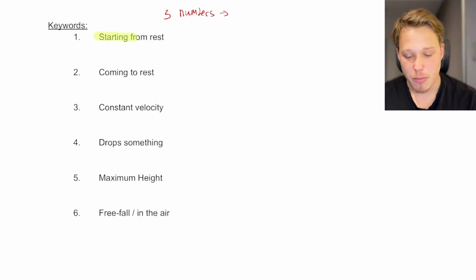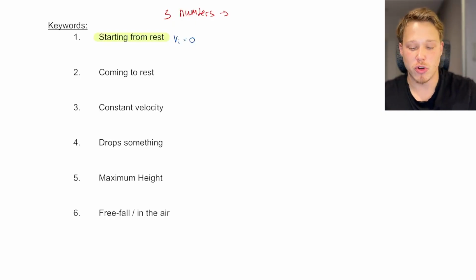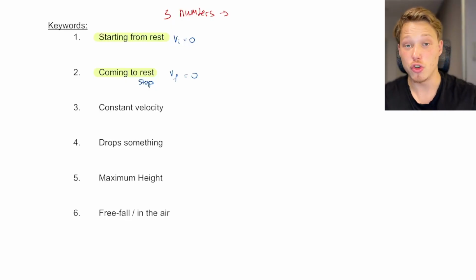For example, let's say a problem says that something is starting from rest. Well, that means that your initial velocity is 0, right? Because you're starting when you're not moving. Let's say a problem says coming to rest, or a lot of the times I see it saying coming to a stop. That means that your final velocity is 0, right? So you should write that down in the given section if you read any problem.